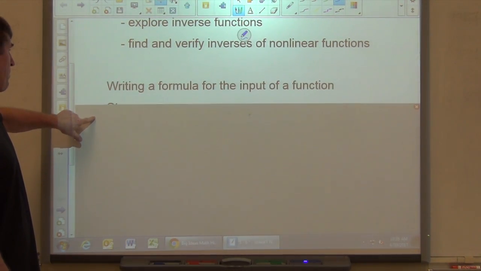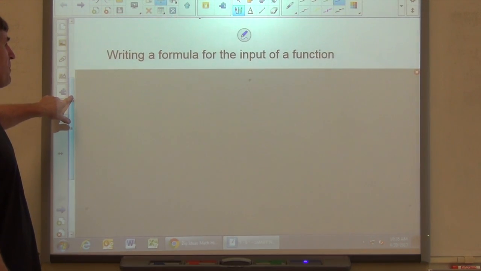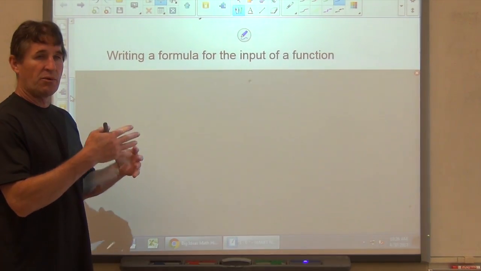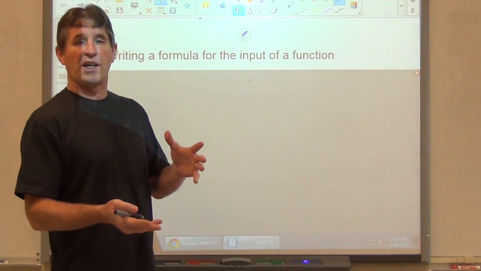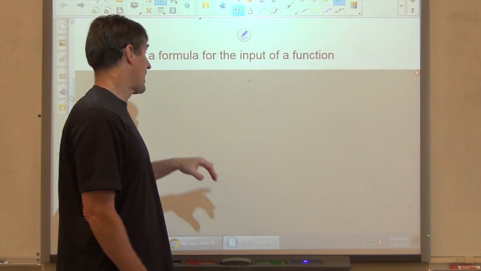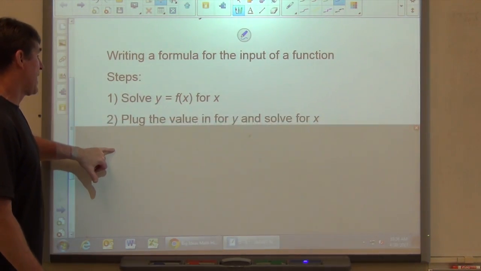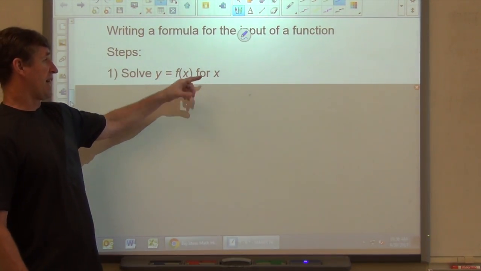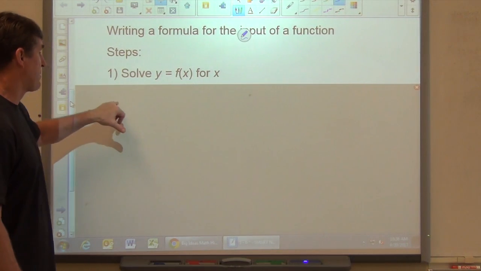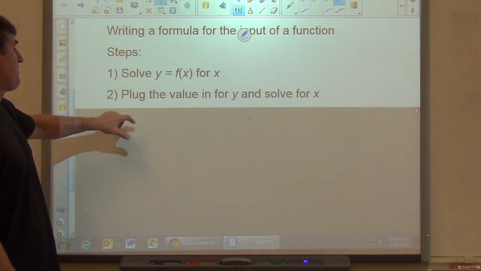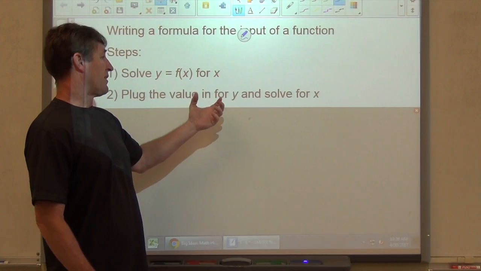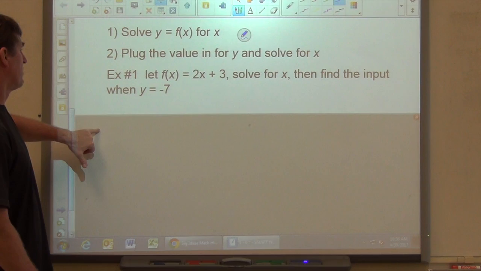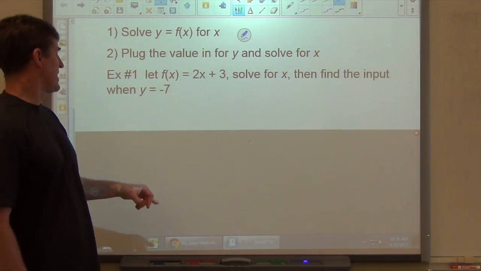So, first thing we're going to look at is writing a formula for the input of a function. So now, instead of y equals like 3x plus 4, now we're going to change it and write the formula in terms of x. So our steps, step 1, simply solve y equals f of x, whatever the function is, for x. So you're going to get x by itself. Then plug in the value that they give you for y and solve for x. So this should be fairly easy for you.